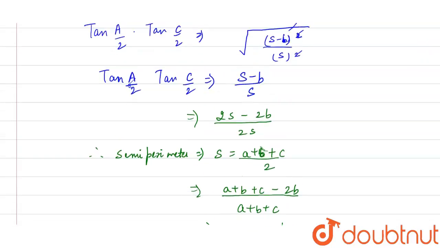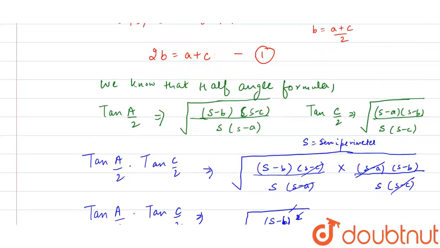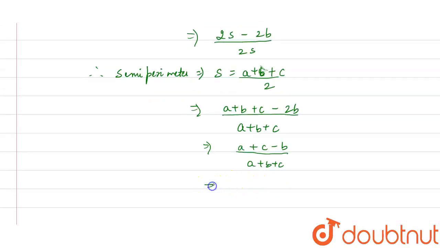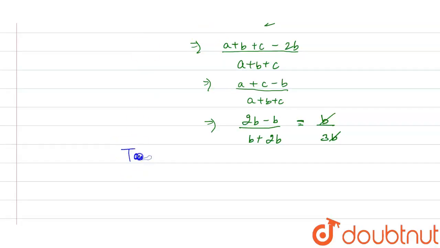And we know that since it was in AP, a plus c is equal to 2b. So we put the value a plus c is 2b, giving 2b minus b divided by 2b plus b. So this will be equal to 2b minus b, which is b, divided by 3b. So b and b cancel out, and we can say that the value of tan of A by 2 multiplied by tan of C by 2 is equal to 1 by 3. So this is our final answer.